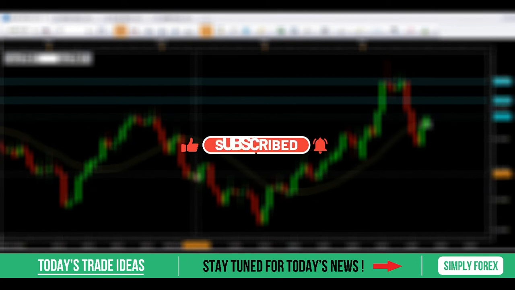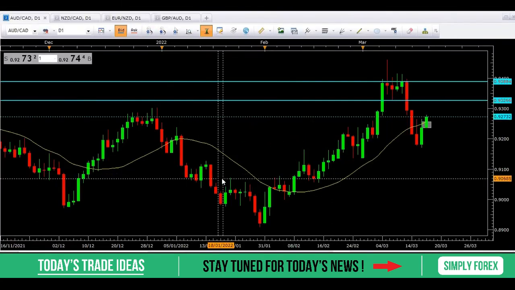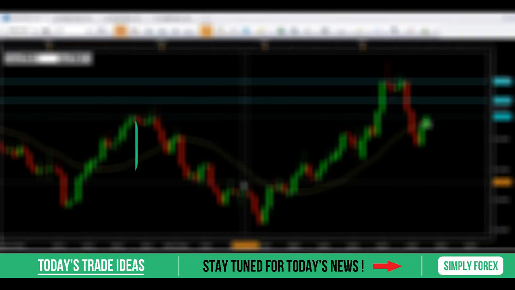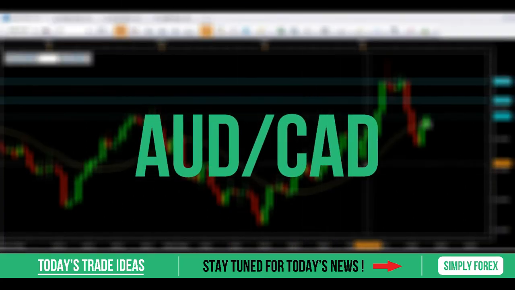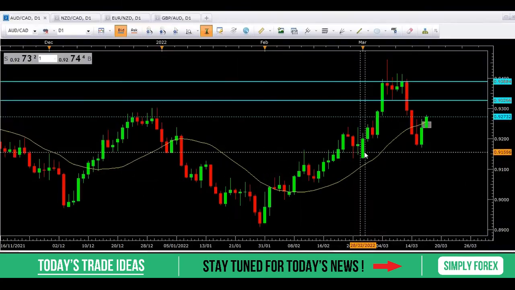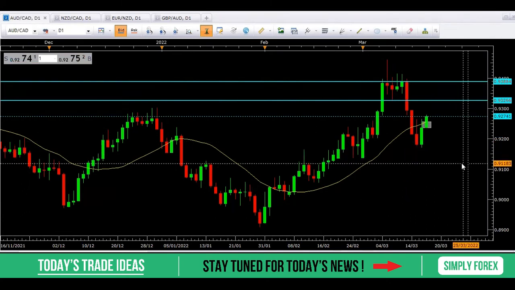Right, so trades for today, Thursday the 17th of March. The first one is this. This is the Aussie dollar against the Canadian dollar. This market is still in an uptrend. I would argue this was the last low. This is still a low, and we have higher highs. So we're still in an uptrend.